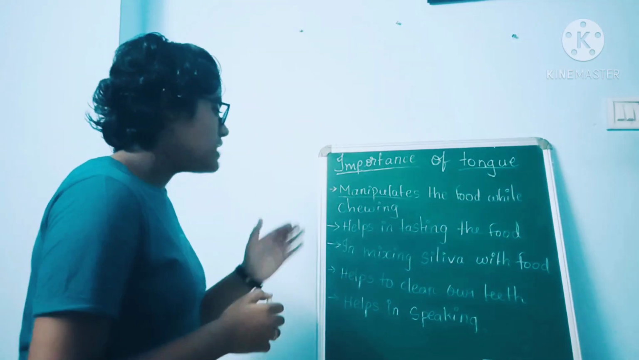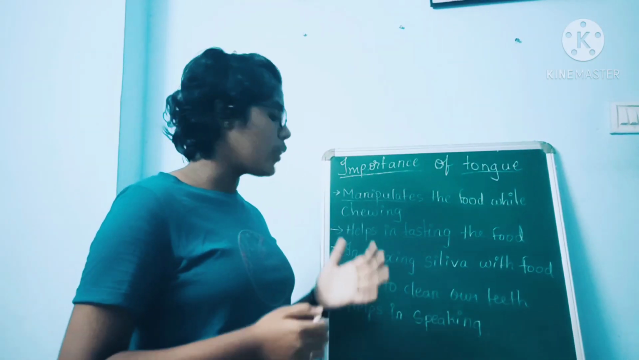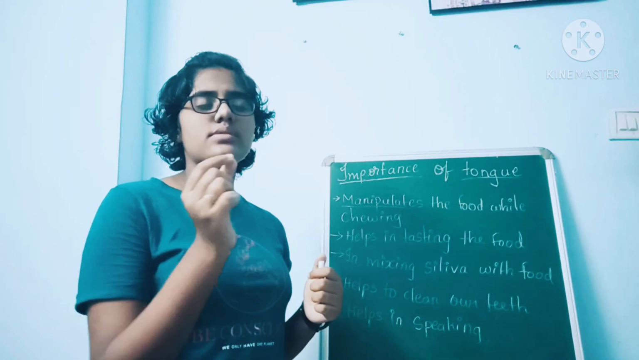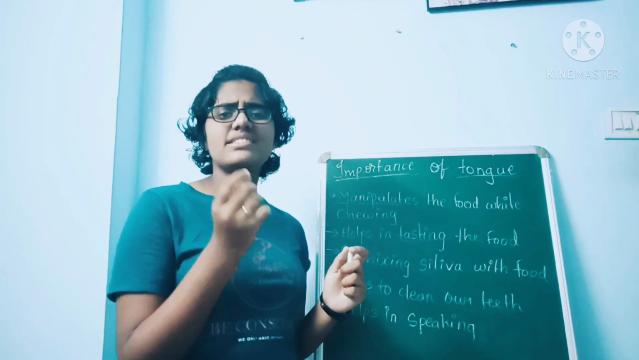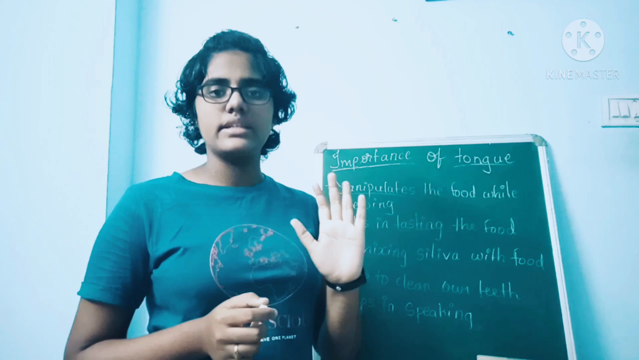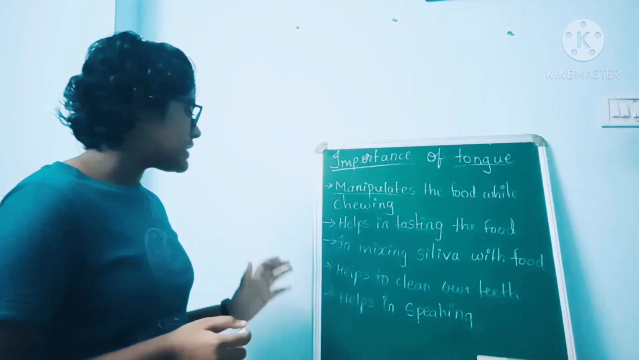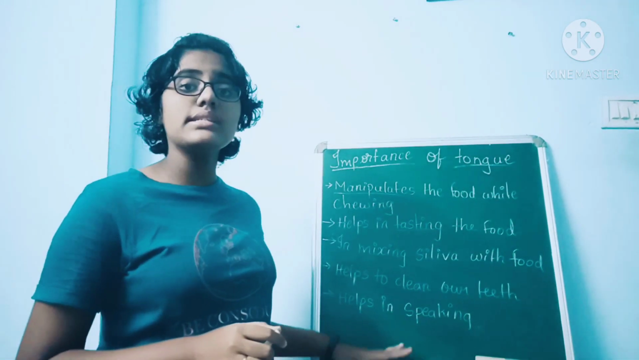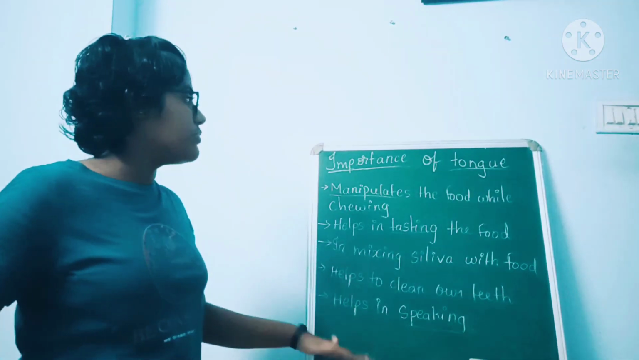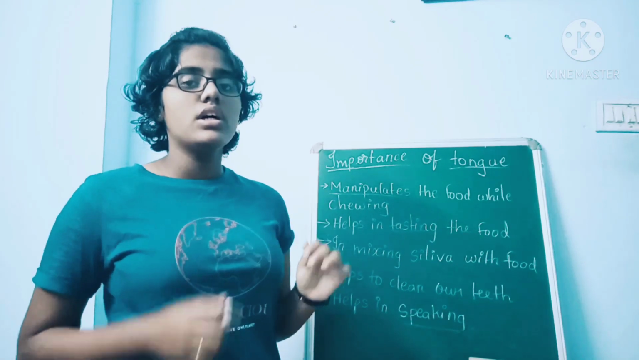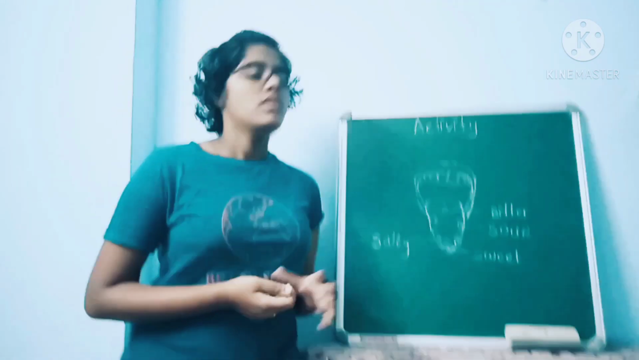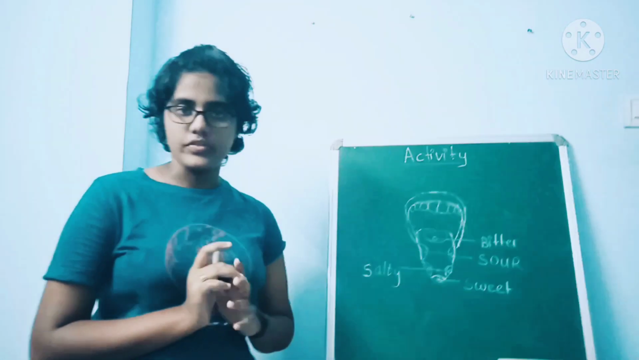Next is helps to clean our teeth. How does it help to clean our teeth? After eating the food, see, small bits of food just get stuck in our teeth, right? So what we do with the tongue, we just clean it. In that way it will help. Next is in speaking. The main one is it helps in speaking, right? So these are the importance of the tongue. Now I am going to explain a small activity. So this is the activity you have to perform.